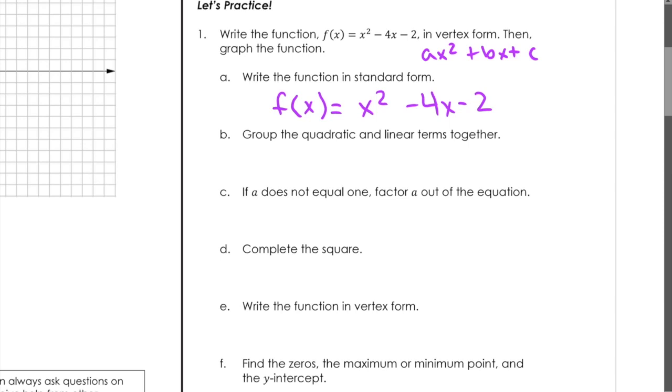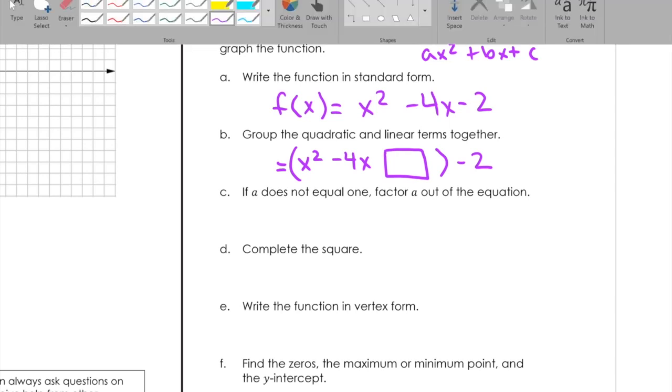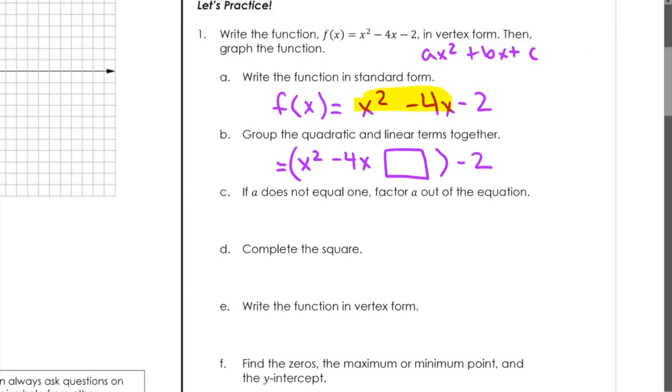Group the quadratic and linear terms together. Basically, you take your x squared minus 4x and put that part in parentheses. You leave a little area open, and we'll put a box there. We close the parentheses, and put negative 2 on the outside. All I did was take this whole area, put it in parentheses, put a box next to it, and put the negative 2 on the outside. So that's it. Let's move on to the next step.